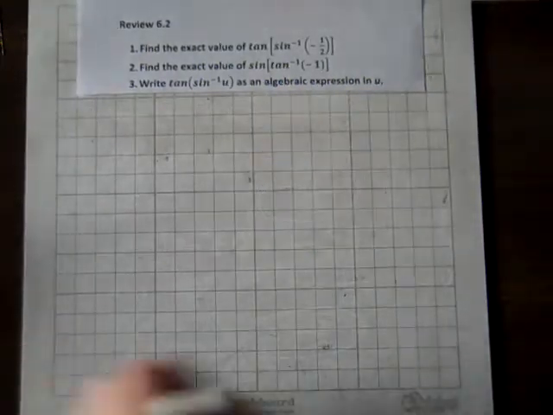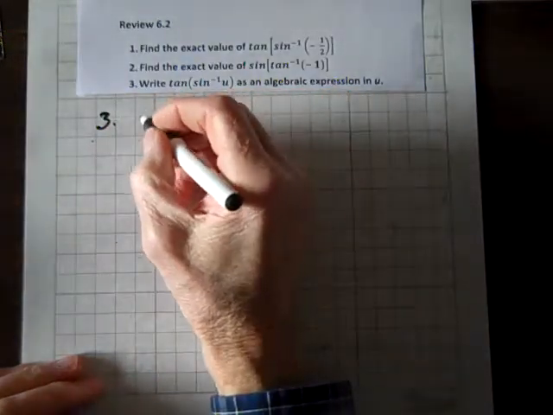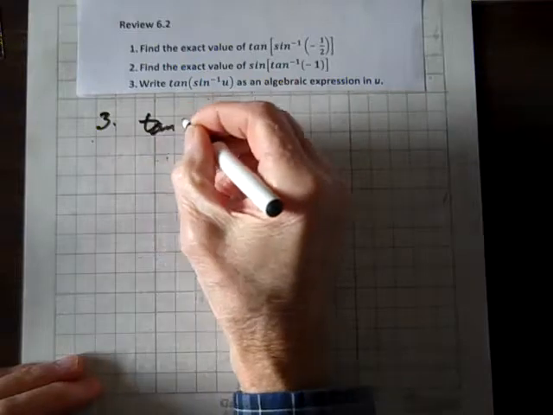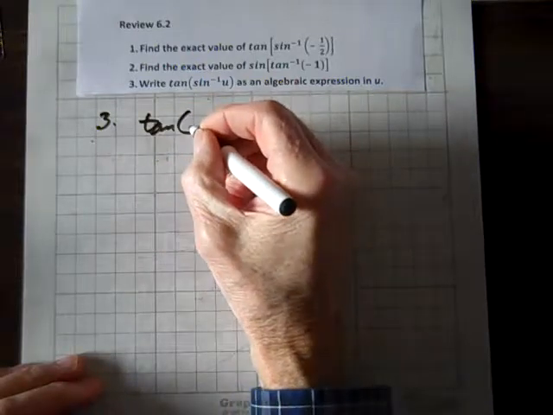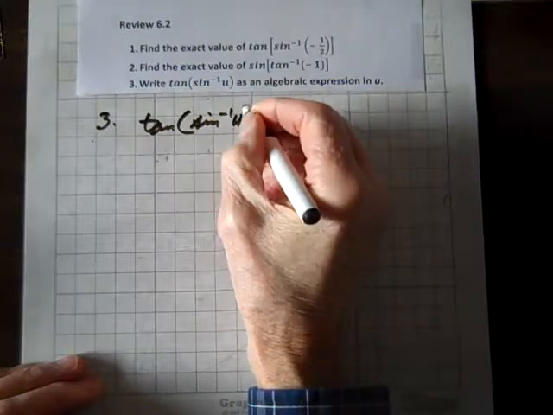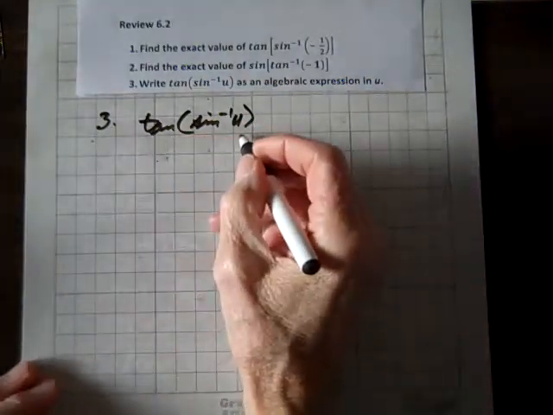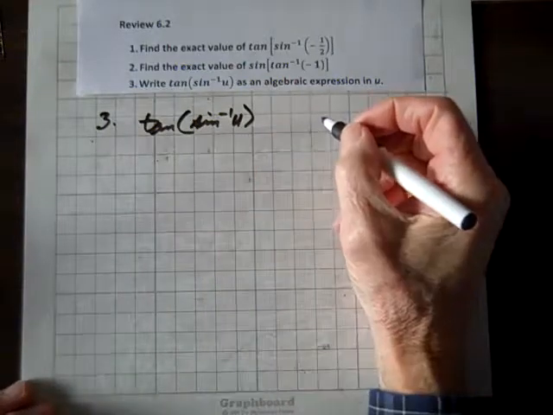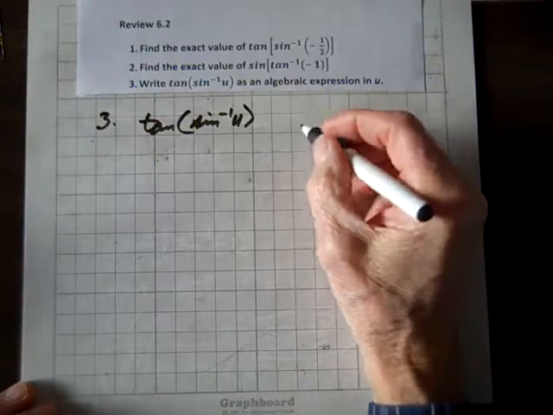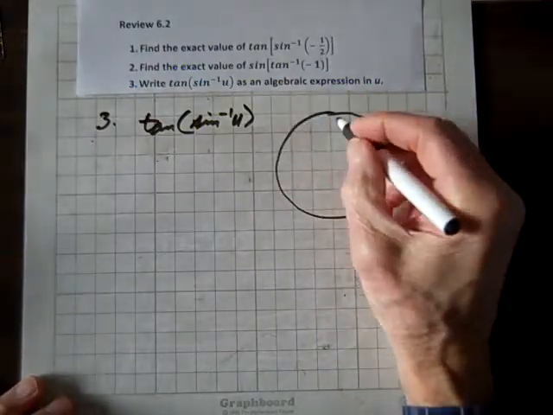Now let's do number 3, and we've got to write the tangent of the inverse sine of u as an algebraic expression. This is a trigonometric expression. We've got to write it as an algebraic expression. So we can do that. We'll just draw a circle.